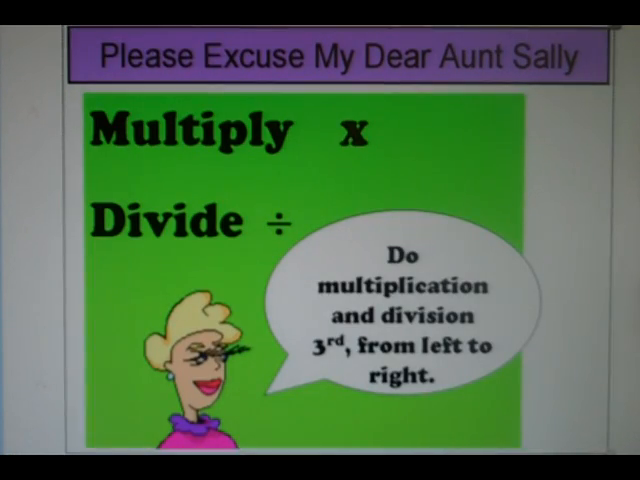Next step we need to add is multiplication and division. We have them together because we need to work from left to right when we see multiplication and division in a problem. So if division comes first, we need to divide first.